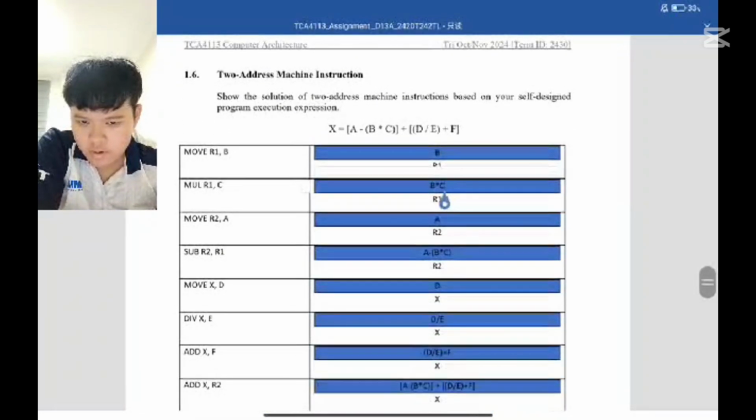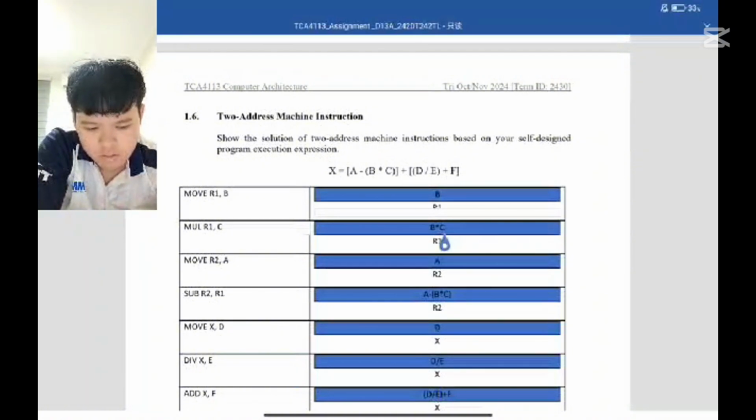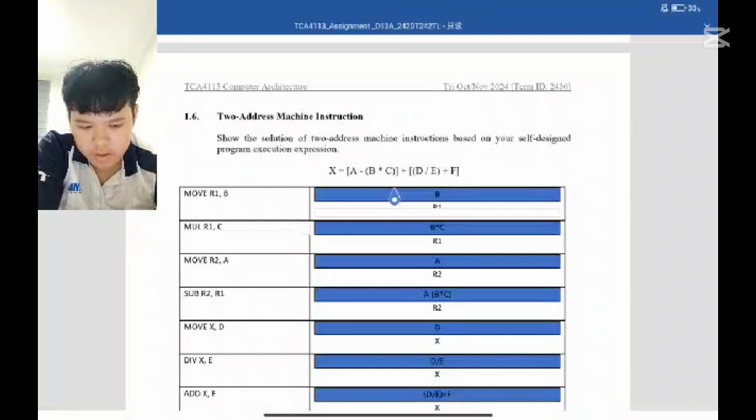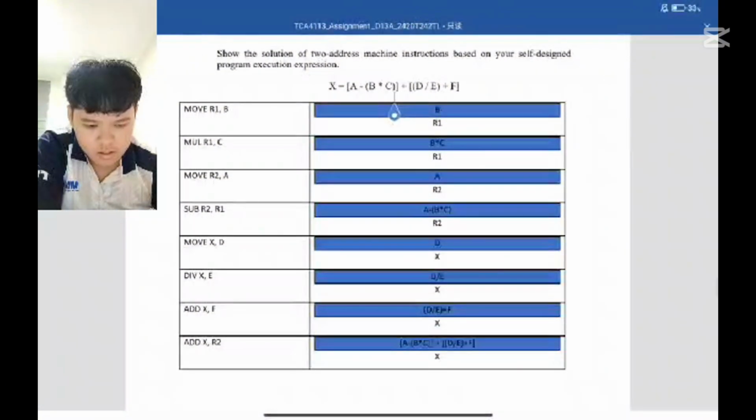Now let's move on to the two address machine instruction. In the two address machine instruction, unlike the one address machine instruction, we use move to represent load. The first step, we want to load B to register 1. We use move register 1, B. Now B is already in register 1, so we multiply it by C, staying in register 1.